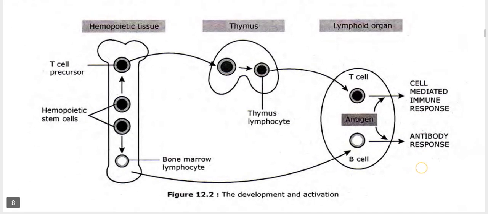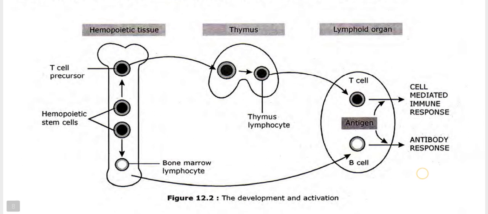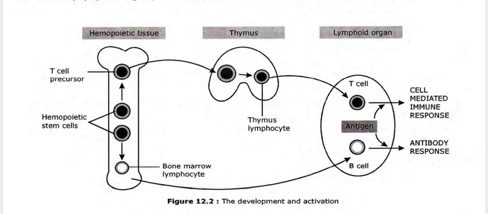Here you could see a development and action. Hematopoietic tissue, T cell precursor, hematopoietic stem cells, bone marrow lymphocyte, thymus lymphocyte, lymphoid organ, cell mediated immune response, antibody response, T cell and B cell antigen.